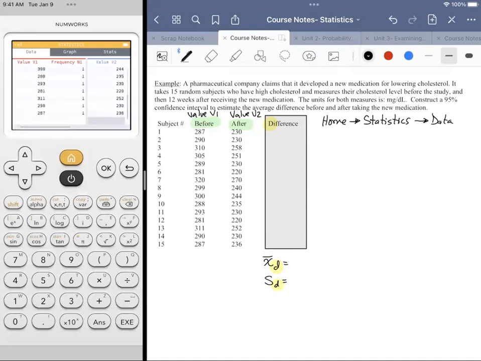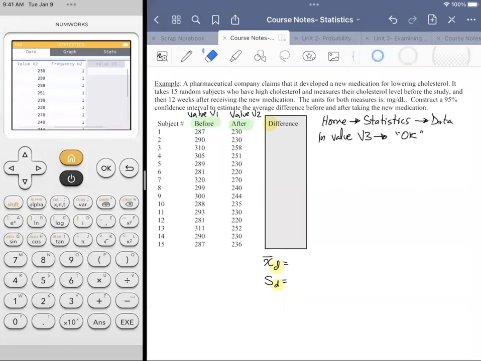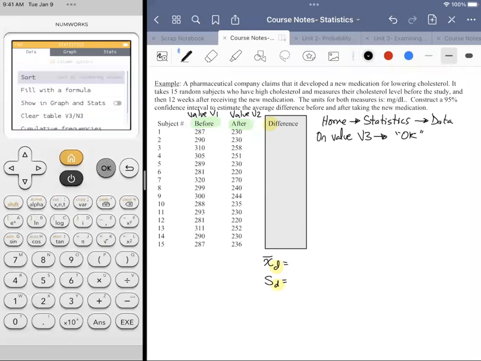All right, so get all those values in there. Then in value V3, I'm going to select OK or execute. I'm going to go over to value V3, right on it. I'm going to hit OK and select fill with formula.